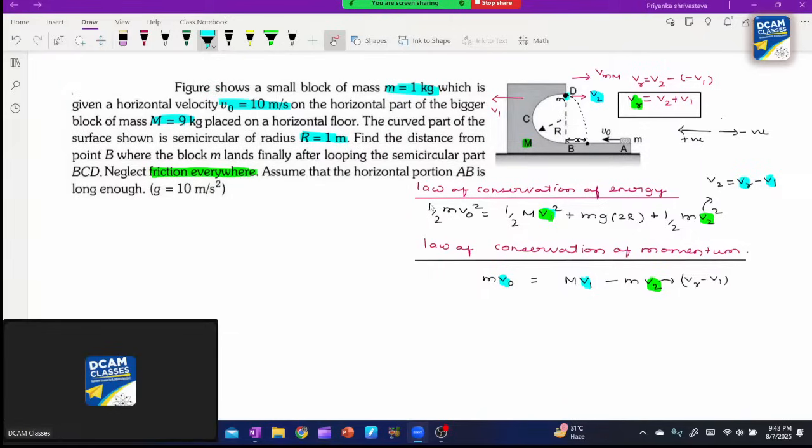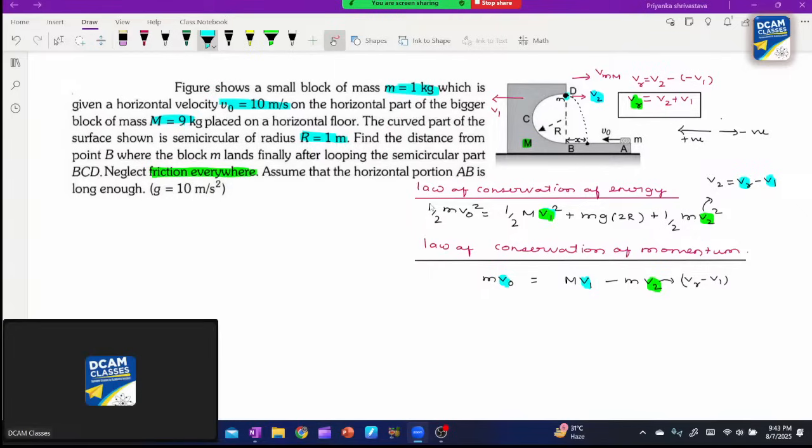Yes, sir. See, I'm telling everyone, in work power energy, you will be using only three things at max. Mostly the law of conservation of momentum and law of conservation of energy. These two are fixed. Sometimes when the question is more complex, you will be using law of conservation of energy with law of conservation of momentum, then the circular motion equation. Those are the three concepts you will be using to solve every question.